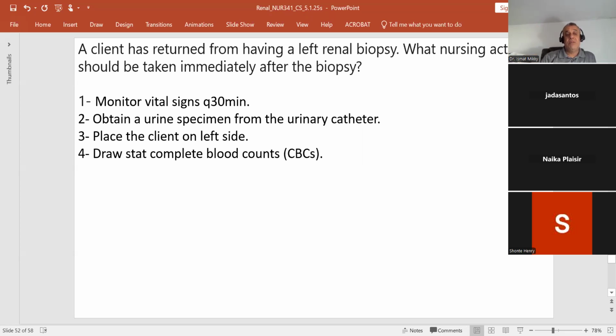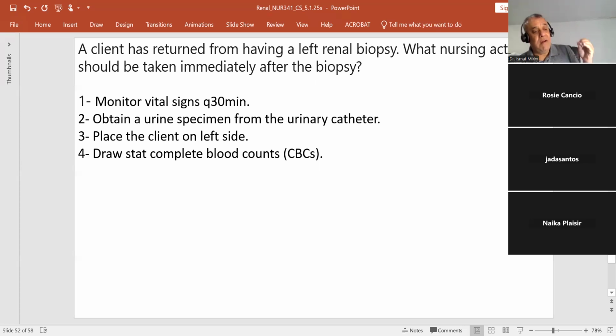No. So what about number 3? No, I'm taking the right side. Oh, true. Left renal biopsy. The patient should be positioned on the same side. Why? And this would apply also to patients post liver biopsy. It puts pressure on that side so that it can prevent bleeding.